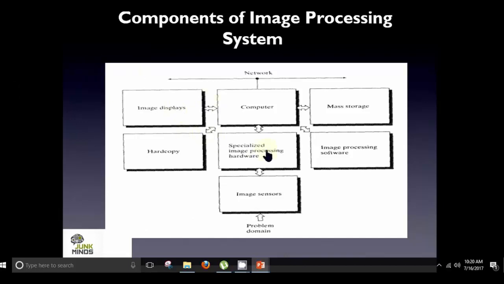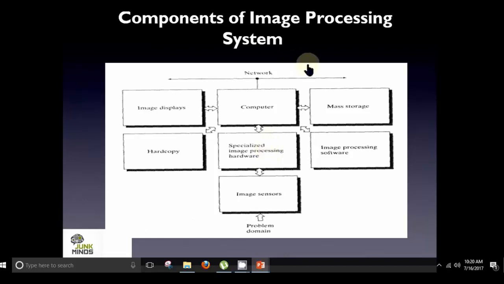Now this image processing hardware consists of a digitizer and also hardware that performs primitive operations. Now what are these primitive operations? These primitive operations are the operations that are performed by an arithmetic logic unit. So it basically performs all the different types of arithmetic and logical operations in parallel.